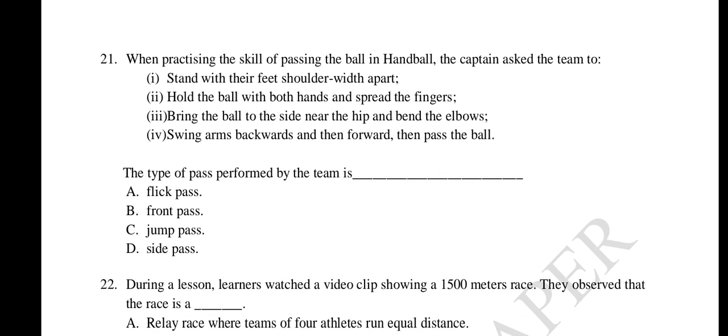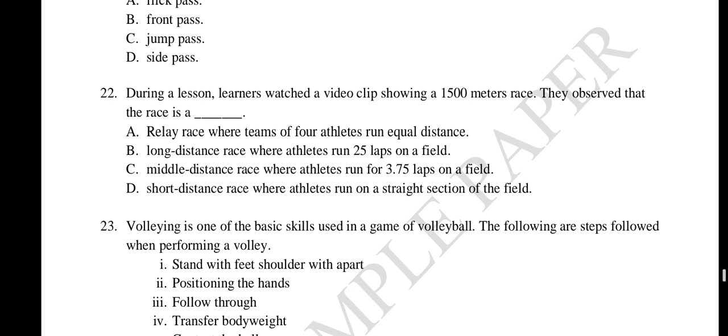Then when practicing the skill of passing the ball in handball, the captain asks the team to 1. Stand with the feet shoulder width apart. Hold the ball with both hands and spread the fingers. Bring the ball to the side of the hip and bend the elbows. Swing backwards and then forward, then pass the ball. The type of the pass performed by the team is front pass, flick pass, jump pass, side pass. That one is side pass.